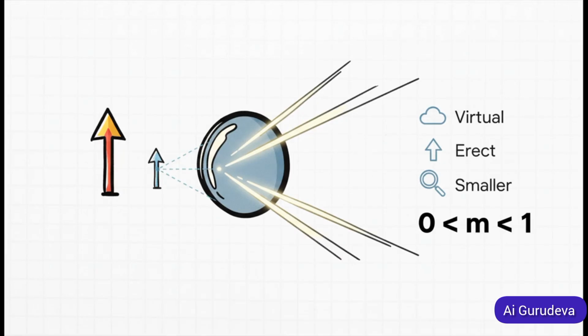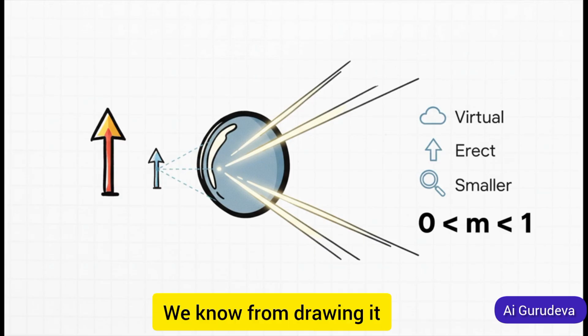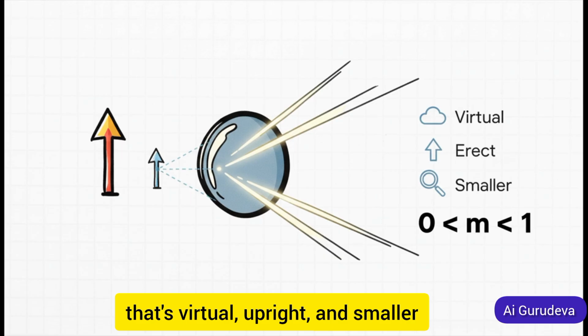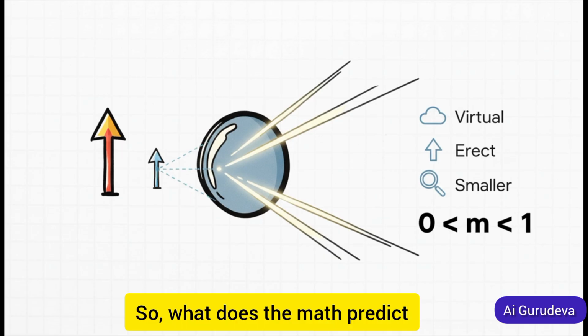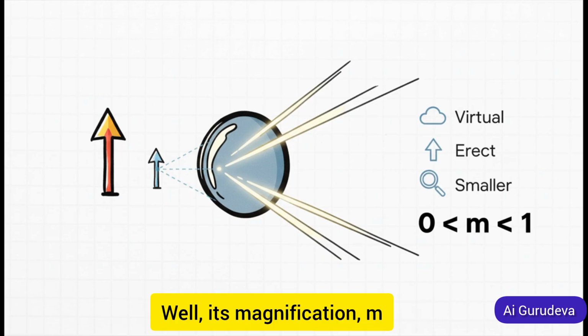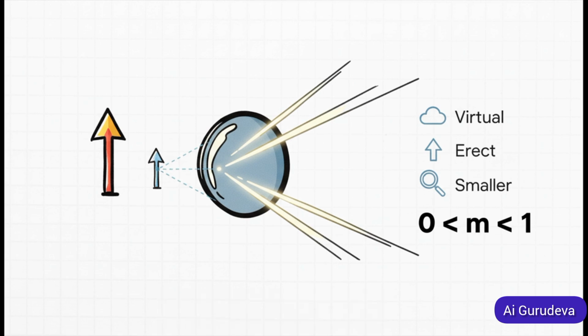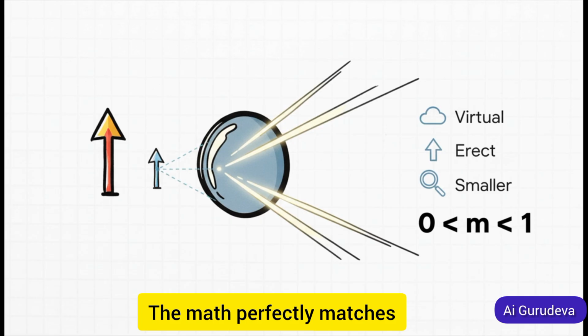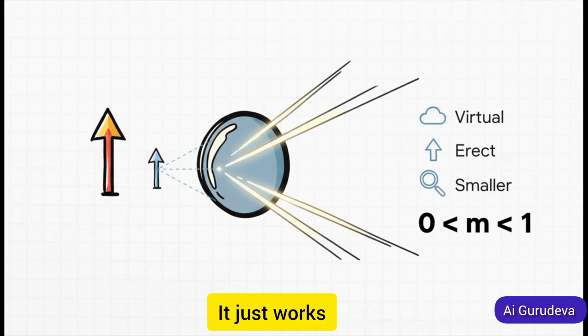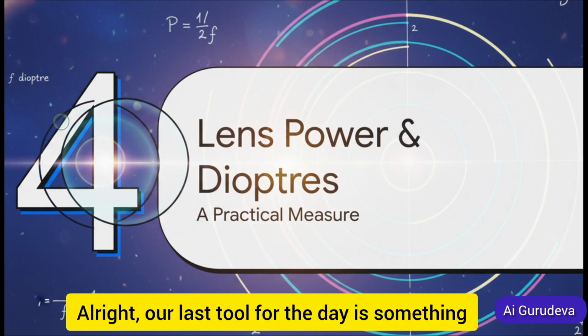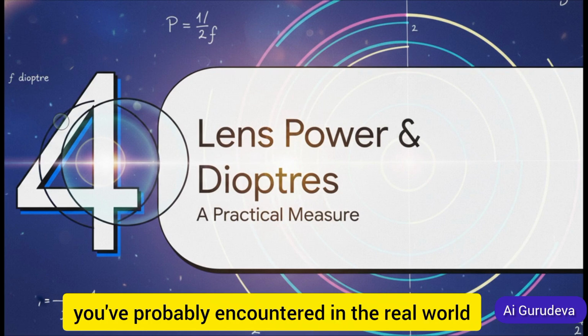That one little sign tells you the whole story about the image's nature. Let's make this real. Take a concave lens. We know from drawing it that it always makes an image that's virtual, upright, and smaller. So, what does the math predict? Well, its magnification, m, has to be positive, right? Because it's upright. And it has to be a number less than 1, because it's smaller. The math perfectly matches what our eyes see. It just works.